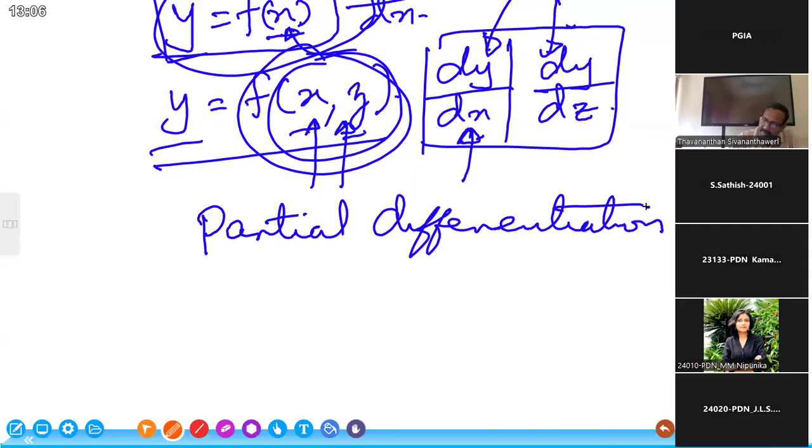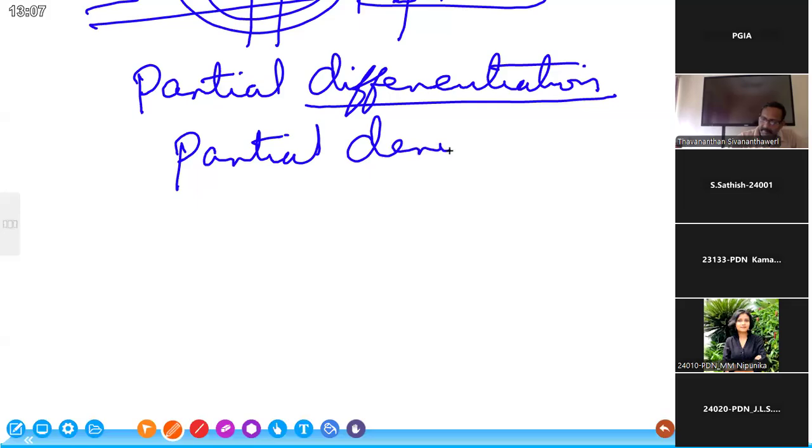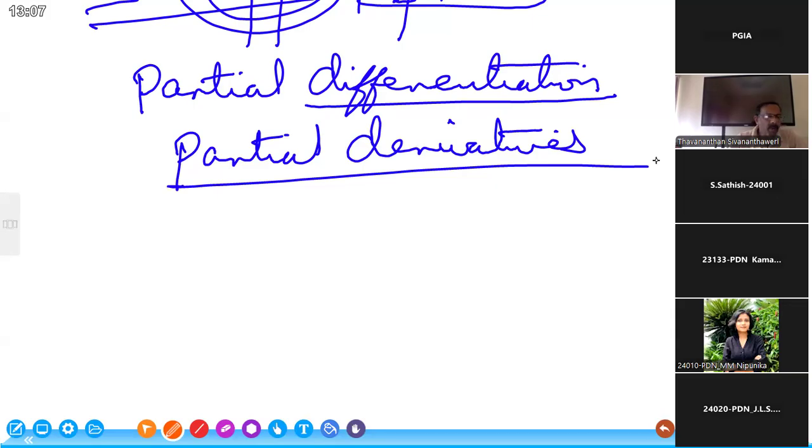So you understand the meaning of partial differentiation. When you have more than one independent variable, you differentiate with respect to only one variable in the presence of the second variable. So it is called partial. The product coming out of partial differentiation is called partial derivatives. Today we are going to see how to find the partial derivative.